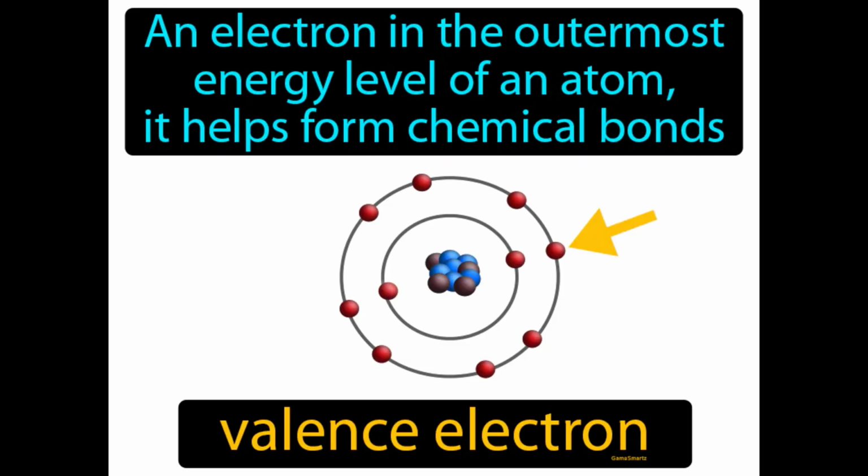An electron in the outermost energy level of an atom, it helps form chemical bonds: valence electron. Valence electrons are the outermost electrons of an atom that determine how it reacts with other elements.